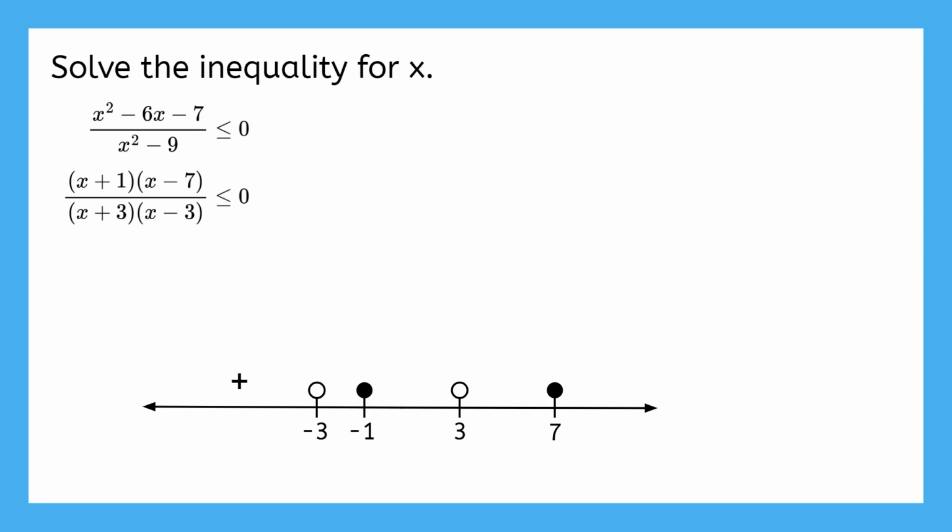All right, let's see. I think -2 would be a nice number to test in this section. -2 plus 1 is negative. -2 minus 7 is negative. -2 plus 3 is positive, and -2 minus 3 is negative. 2 negatives in the numerator multiply to make a positive number, and in the denominator, a positive and negative multiply to be negative. A positive number divided by a negative number is a negative number, so let's go to our number line and mark that the numbers between -3 and -1 will give us all negative answers.